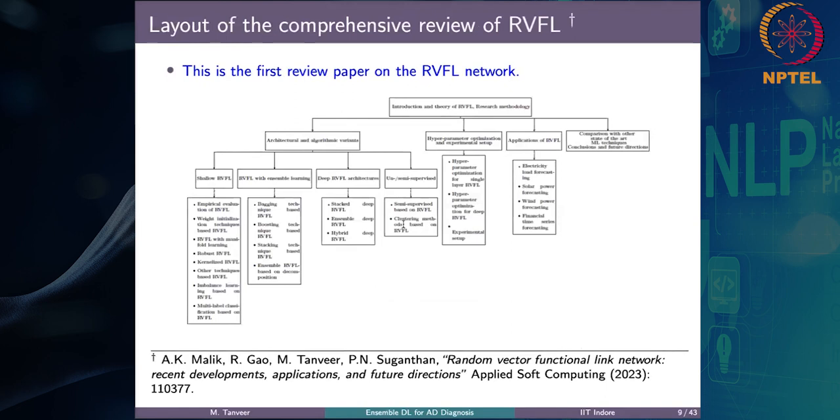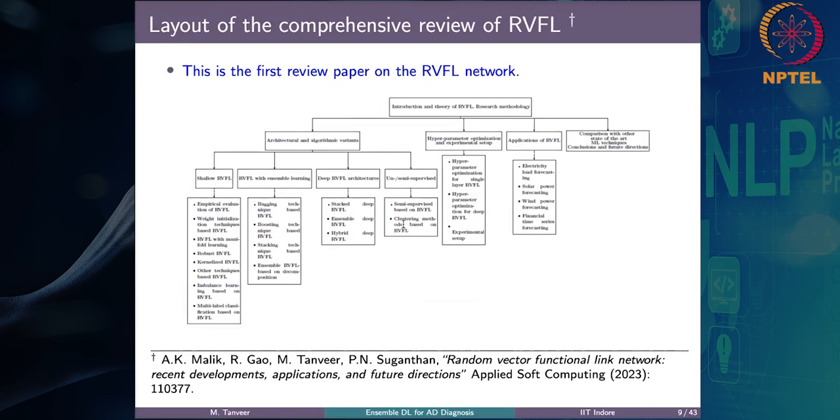Now, this is also very interesting: this is also the first review in the literature on RVFL. RVFL was introduced in 1994, and after 29 years, this is the first review paper, published recently in Applied Soft Computing.